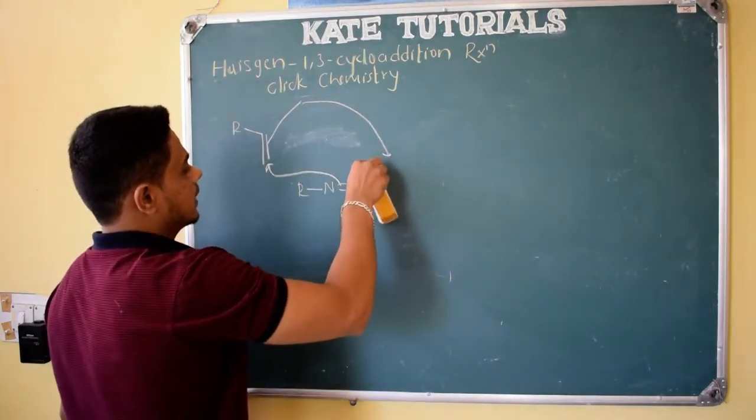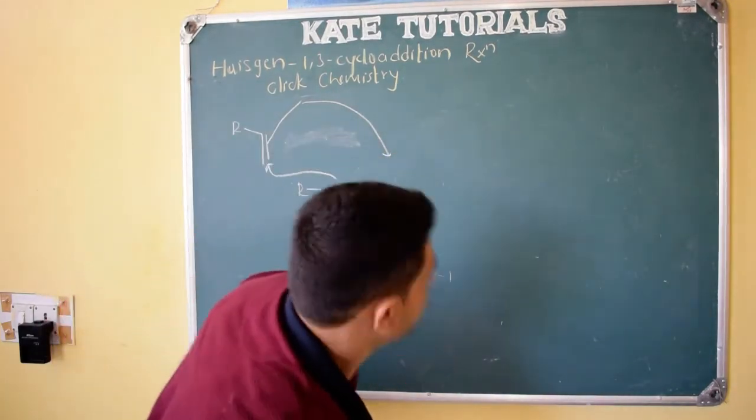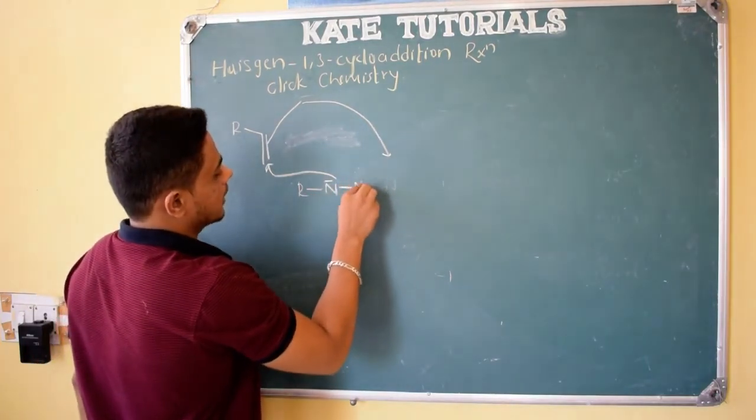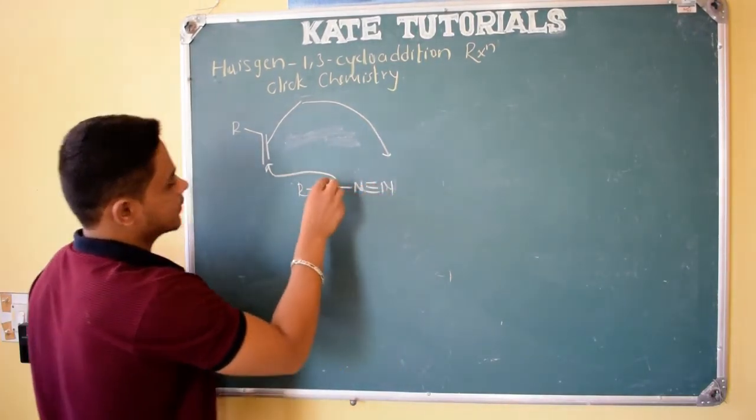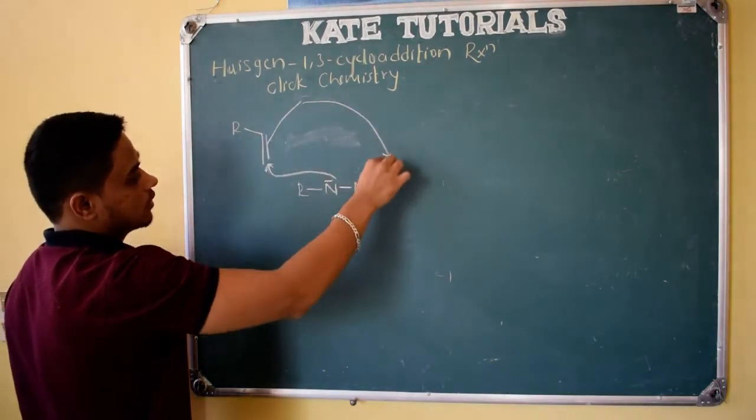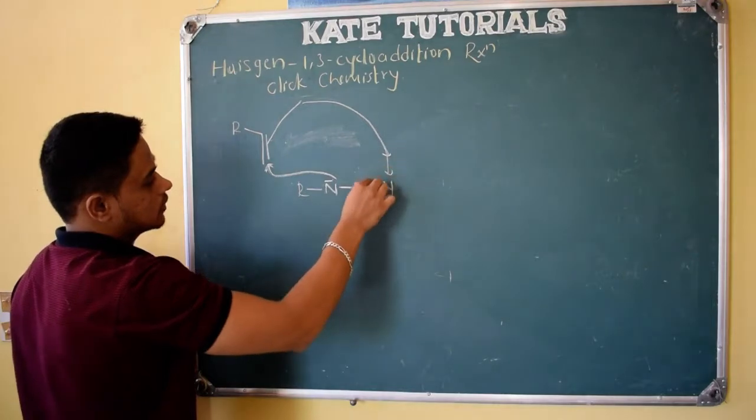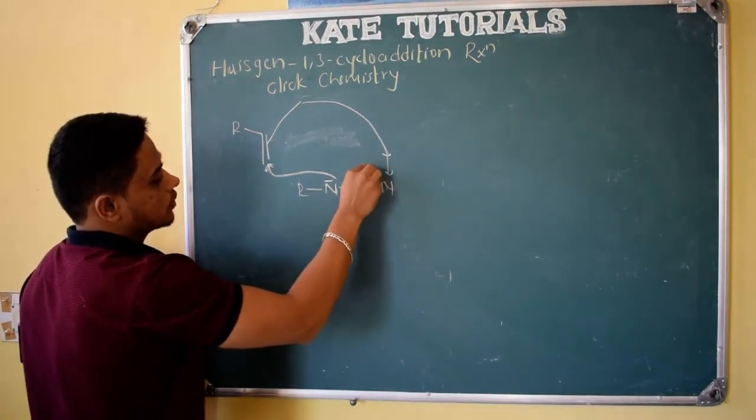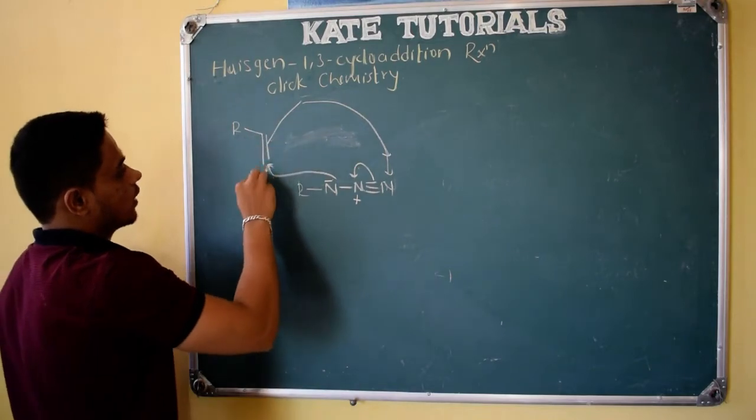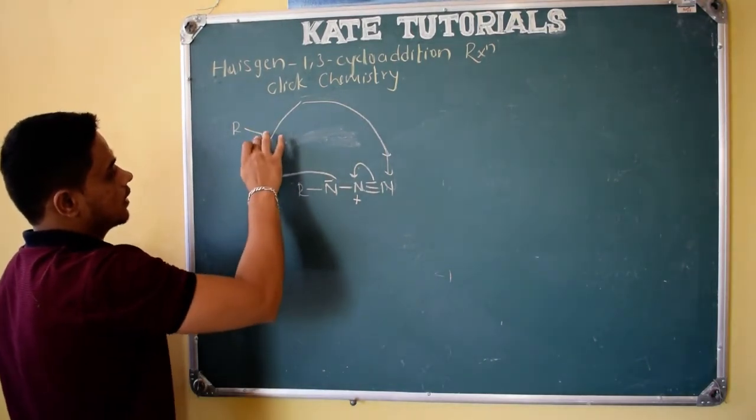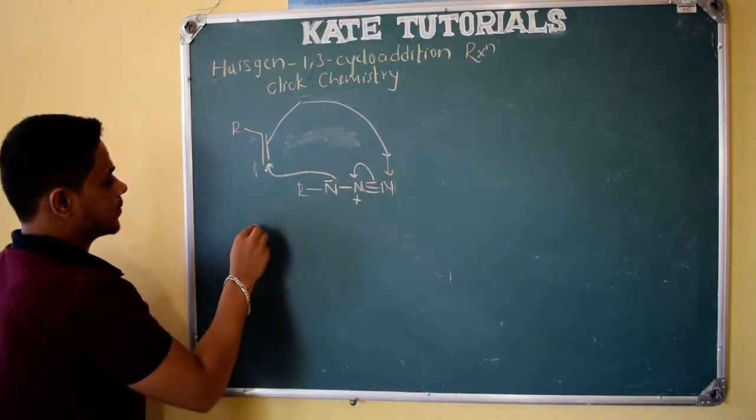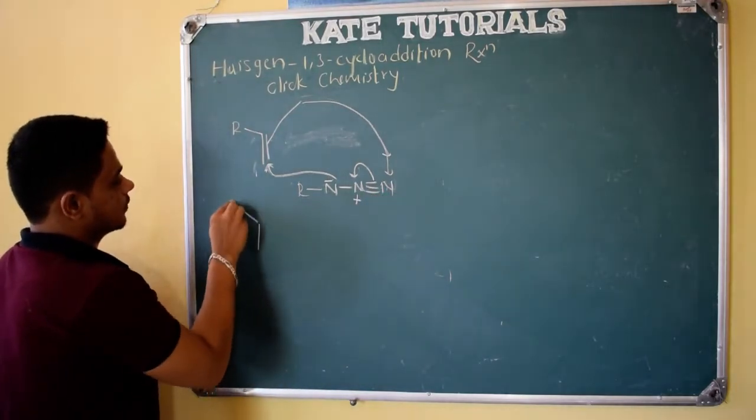If it resonates, what happens? It will give a structure like this: N minus single bond N, triple bond N. So what happens? This negative charge attacks this carbon, and from this carbon it attacks this nitrogen, and this nitrogen will be positive. It will take the electron density and become neutral, right? So see here, 1, 2, 3, 4, 5. A 5-membered ring it will form.